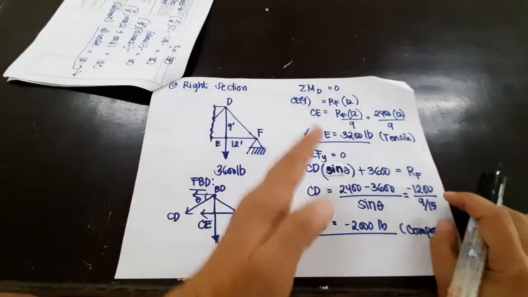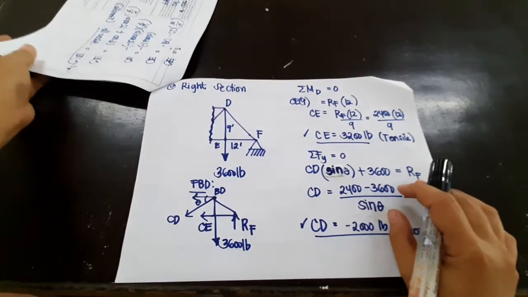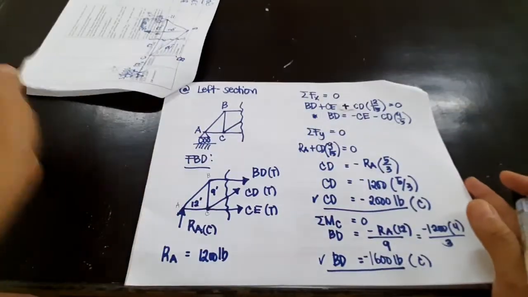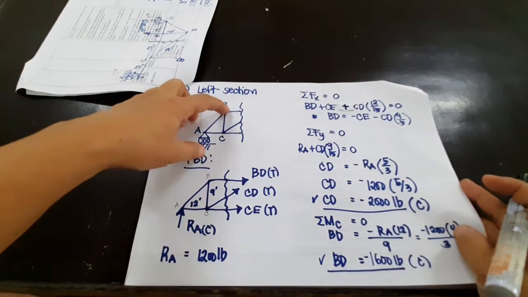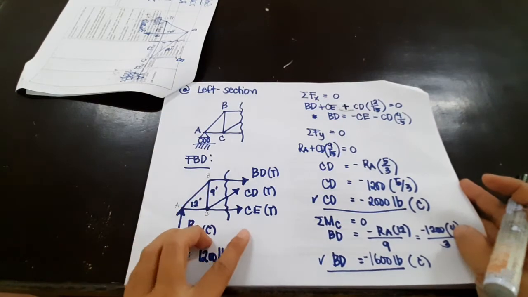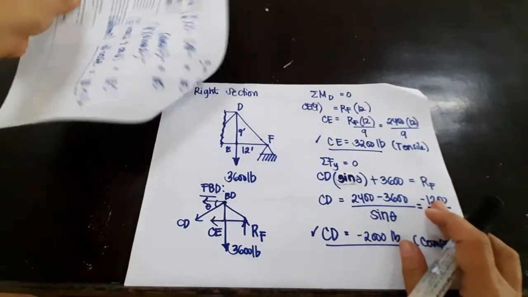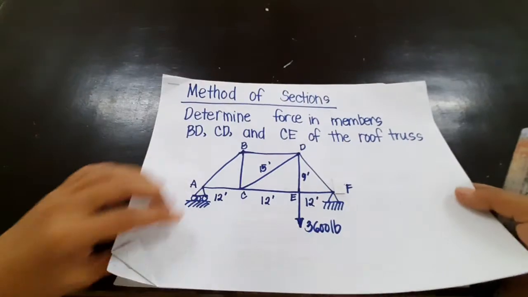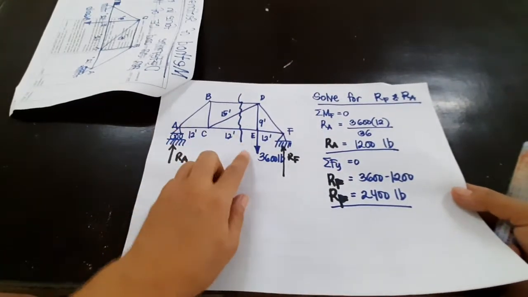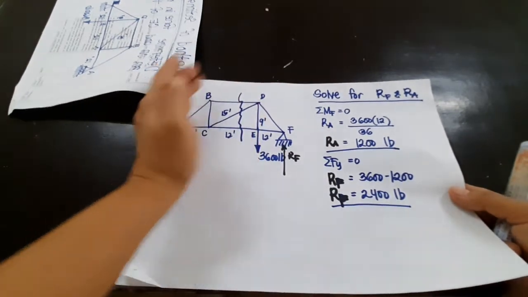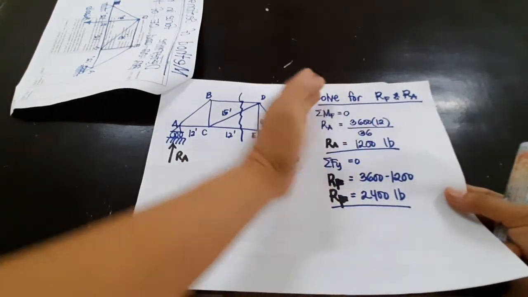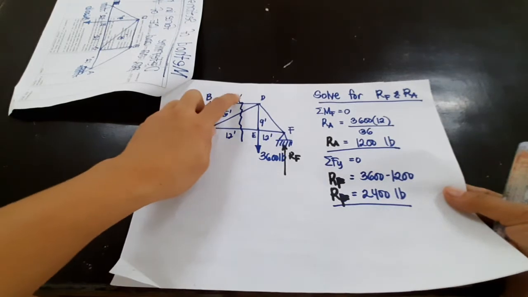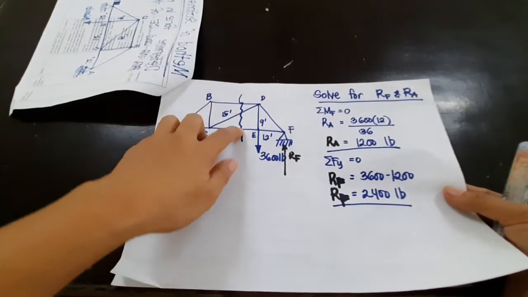Okay, so how about the right section? If we used the left section earlier, the forces in the members BD, CD and CE should also be equal to what will be solved in the right section. That would mean that whichever section you select, whether it's the right section or the left section, the answers for the forces acting on members BD, CD and CE should still be the same.